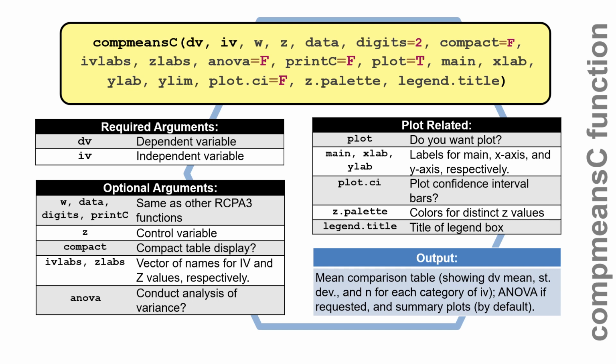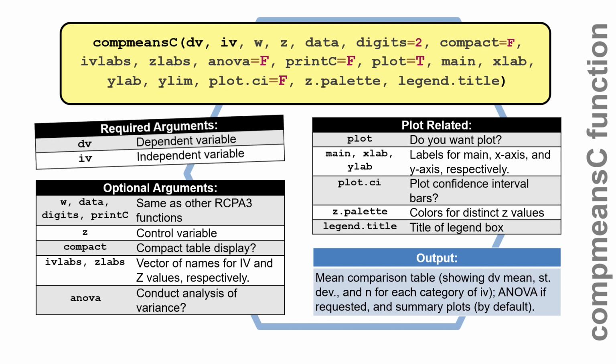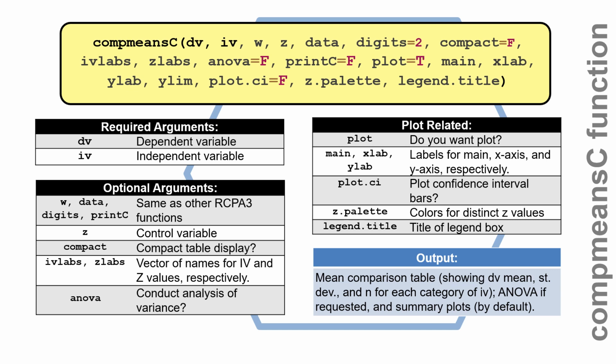The compmeansC function is one of the most powerful functions in the RCPA3 package, and we use it a lot in the book. The required arguments are fairly simple, but there are a lot of optional arguments and plot-related arguments which allow you to do a lot with the compmeansC function. In this video, I'm going to focus on the compmeansC function's optional arguments for analysis of variance. I cover other uses of compmeansC, like making basic comparisons, generating plots, and controlled comparisons in separate videos.